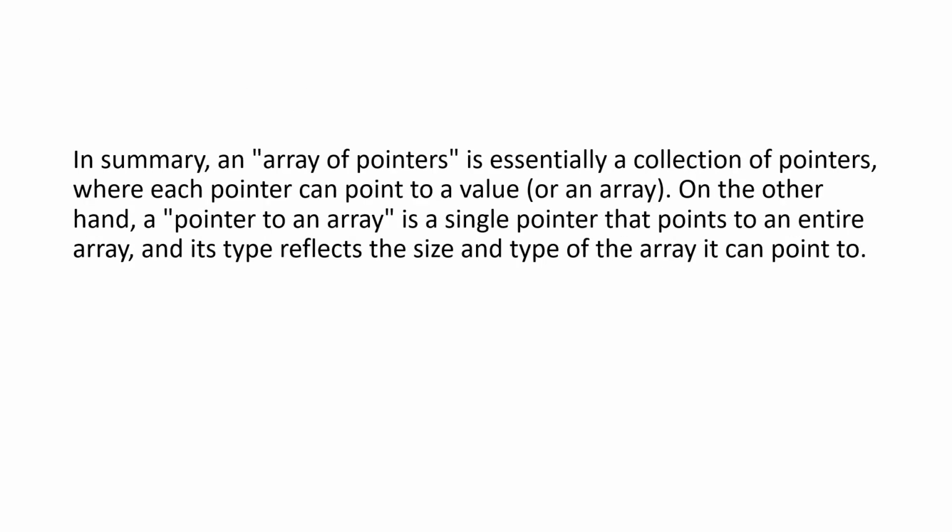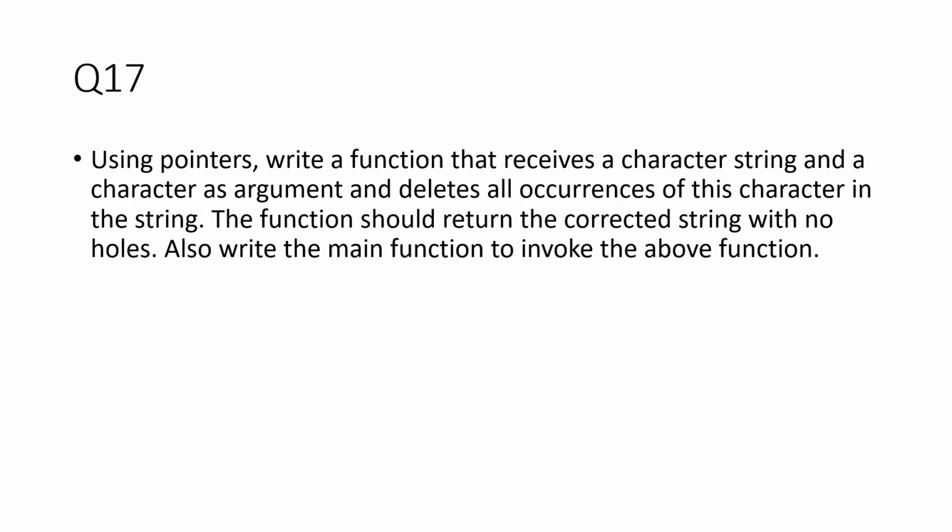In summary, an array of pointers is essentially a collection of pointers where each pointer can point to a value. On the other hand, a pointer to an array is a single pointer that points to an entire array, and its type reflects the size and type of array it can point to.